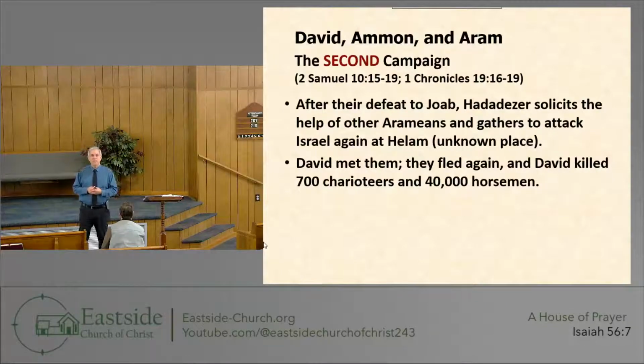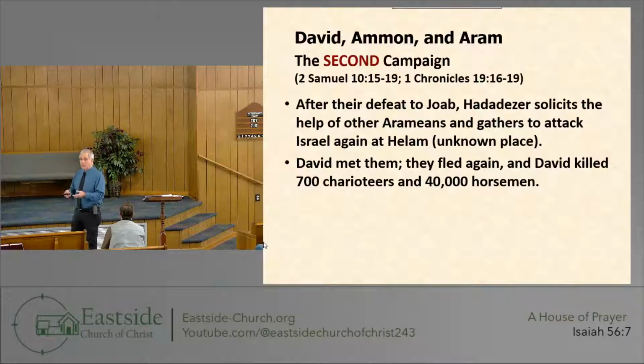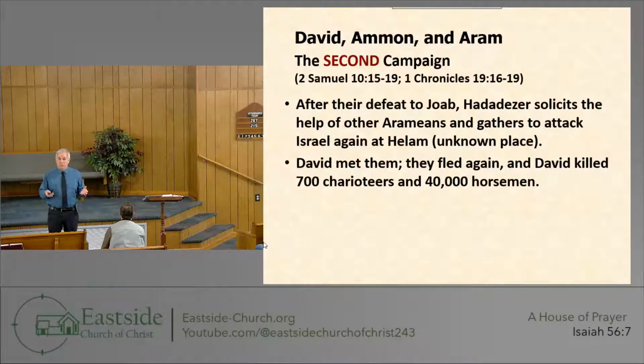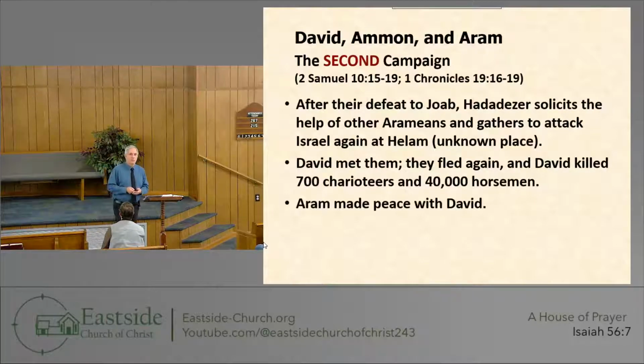Again, they flee. David winds up killing 700 charioteers and 40,000 horsemen. That is, again, we were comparing some of these numbers to the numbers we're seeing in the Israel-Hamas war right now. It's terrible to lose one person in war. Several thousand, I think, have been lost in Israel and the Gaza Strip right now. But you talk about 40,000 people being wiped out in a battle. That's huge. And so David and his forces win a mighty victory on this occasion.